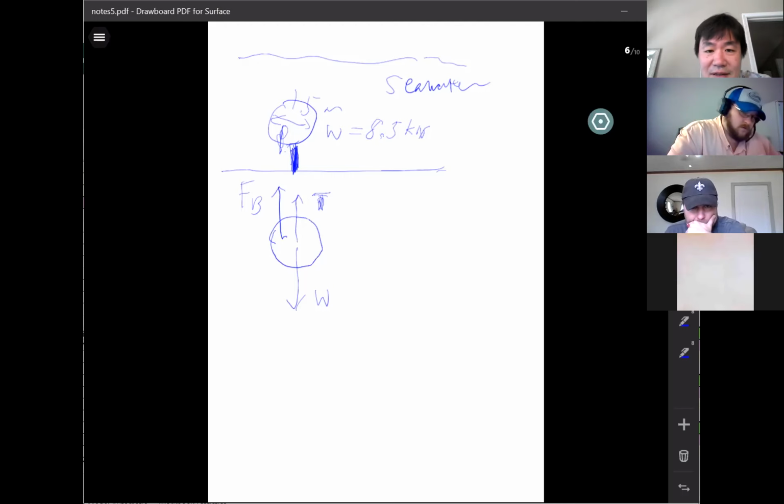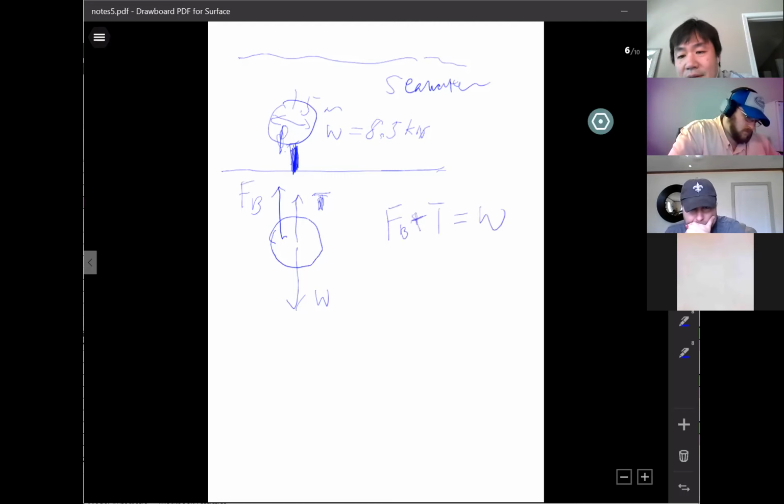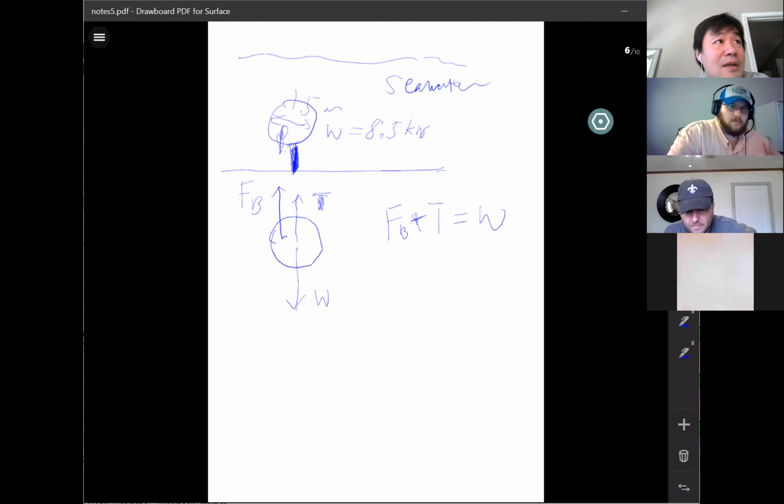Let me show you. I know T is my unknown, right? If I know everything else... Okay, T is my unknown. So this is my equation: FB plus T equals W. Everybody agree? Can everybody write this? To this point, you should be able to write this based on looking at the free body diagram, right? Okay, so it's good.